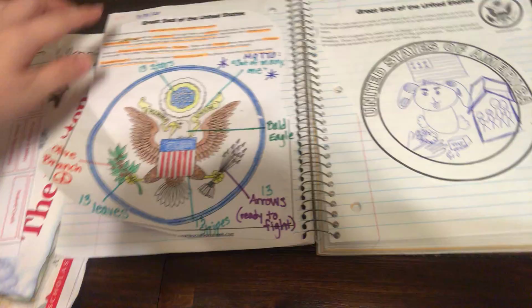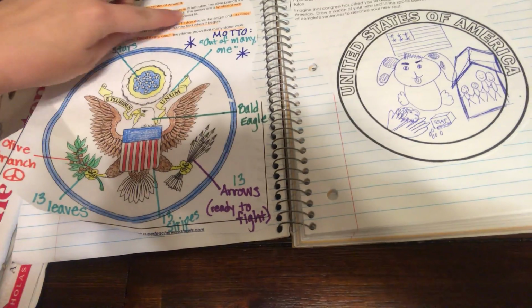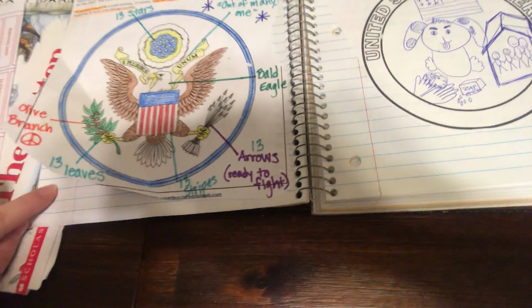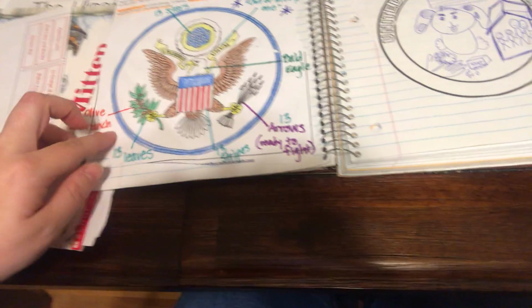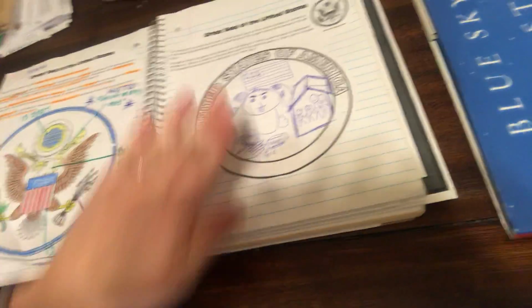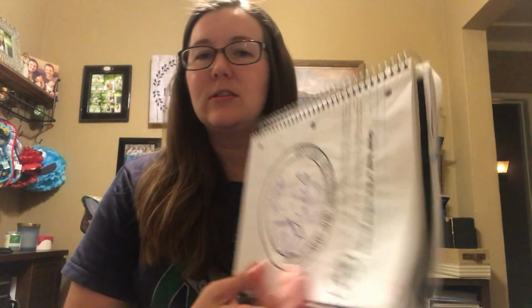So here we have my notebook. I have the highlighted things of what we worked on together in class. We colored our seal and we've labeled all the parts here. We also made our own seal, and I'll get to explaining what in the world's going on with my picture there. So let me show this to you.